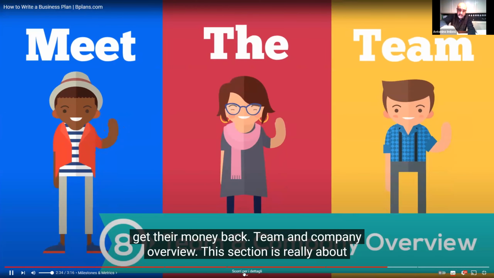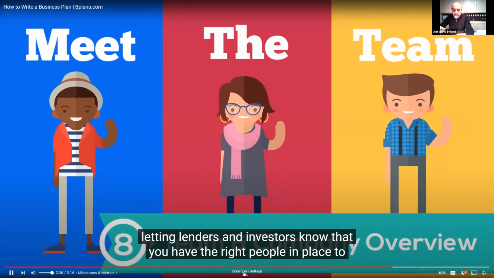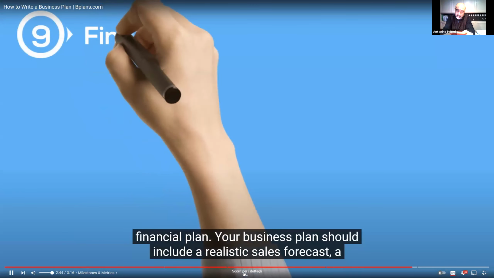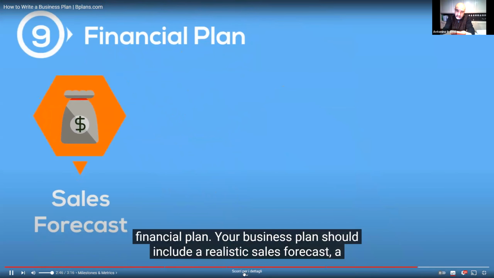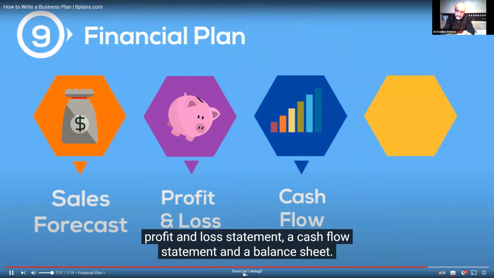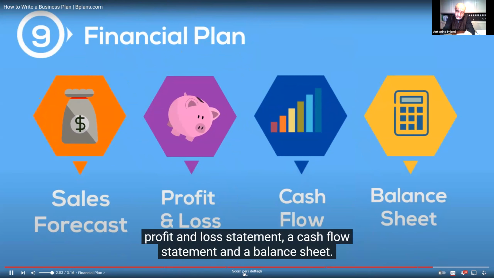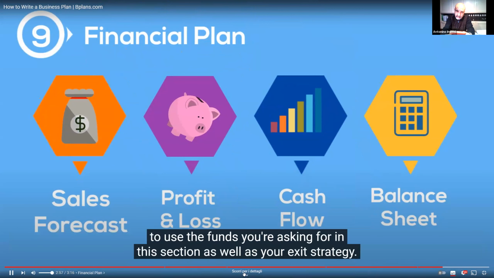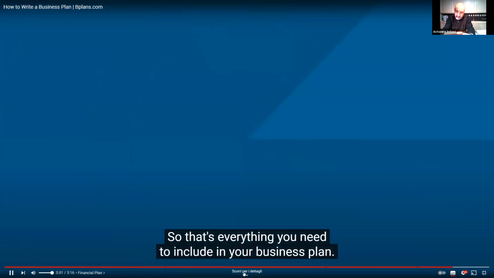Team and company overview. This section is really about letting lenders and investors know that you have the right people in place to get the job done, or that you have the plan to staff up. Last but not least, your financial plan. Your business plan should include a realistic sales forecast, a profit and loss statement, a cash flow statement, and a balance sheet. If you're asking for investment, make sure that you talk a little bit about how you're going to use the funds you're asking for in this section, as well as your exit strategy.